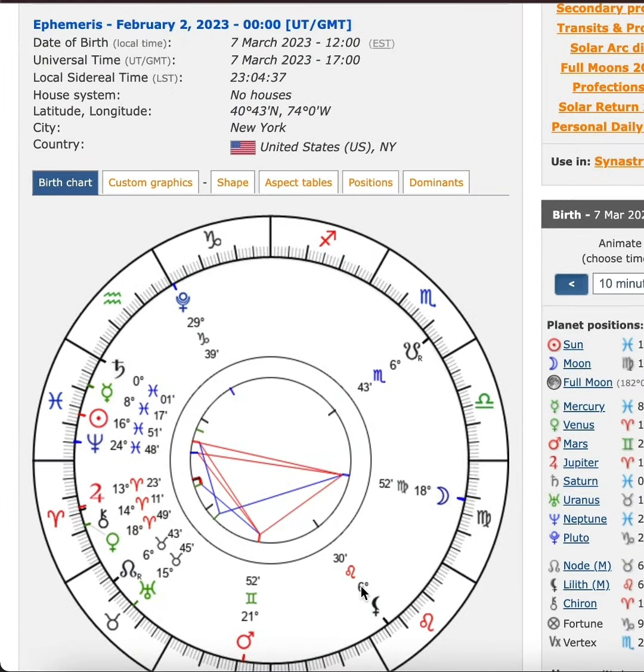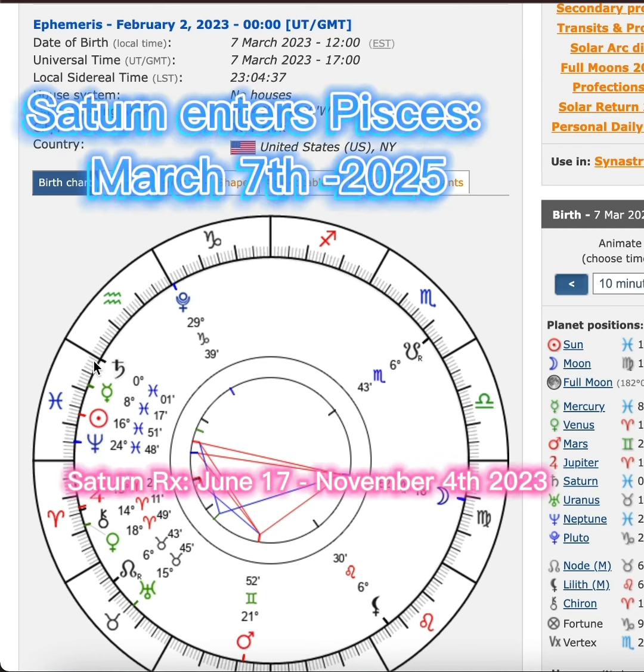Important dates of 2023. So you might want to write these down, put this in your calendar. These are the important dates. So starting off with Saturn, the planet of karma and time lord, will be shifting signs after being 3 years in Aquarius, will be entering Pisces March 7th, and it will be there all the way to 2025, I believe.